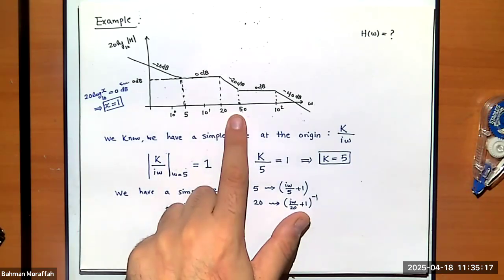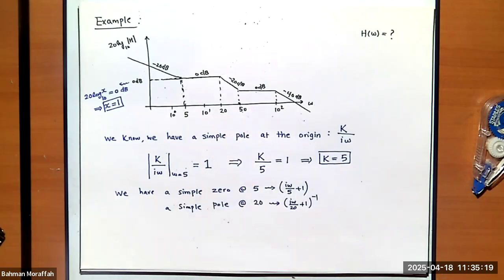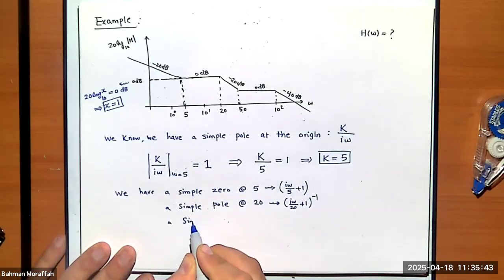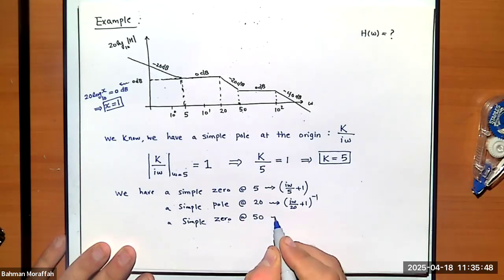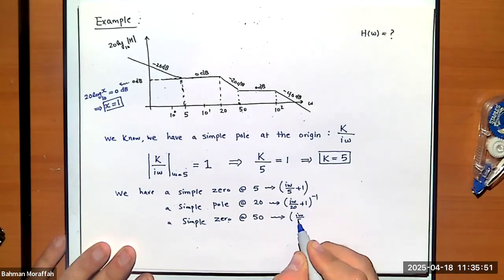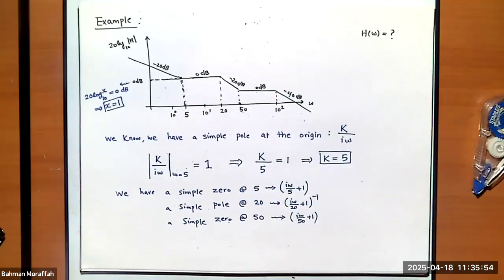Again, I have no issue till I hit this 50. I was going down by 20. At 50, it becomes flat, which means I had to have something that was going up by 20 to cancel out the effect of going down by 20. What does that tell me about that 50? It's a simple zero, which I can write as i omega divided by 50 plus 1.